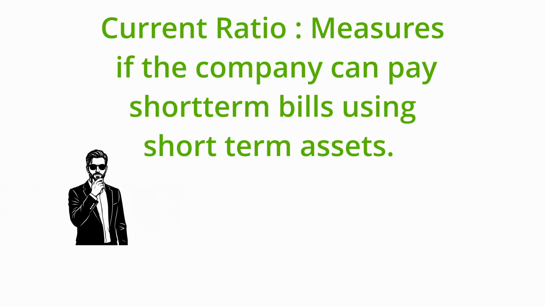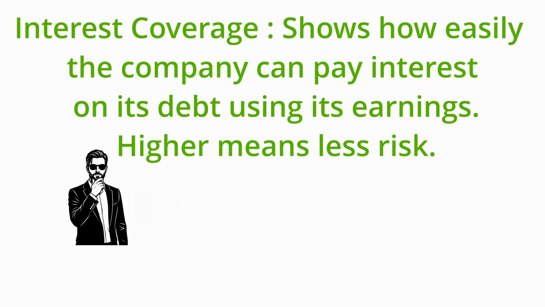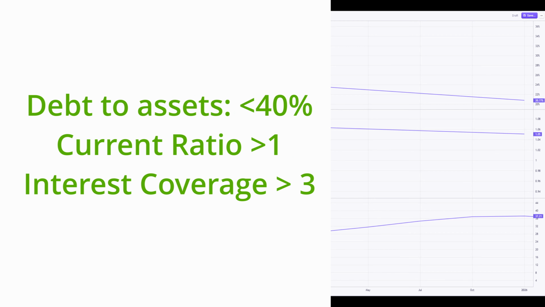Current ratio measures if the company can pay short-term bills using short-term assets, usually around the year ahead, or 12 months, the next 12 months, basically. Interest coverage shows how easily the company can pay interest on its debt using its earnings. Higher means less risk. Debt to assets, let's say we want to have it below 40% or something around it.